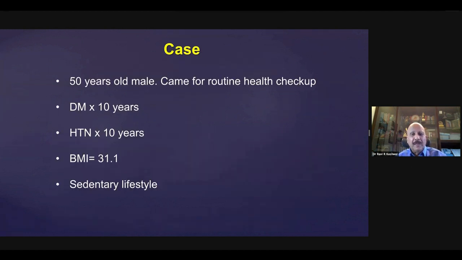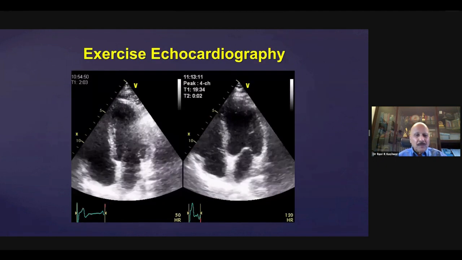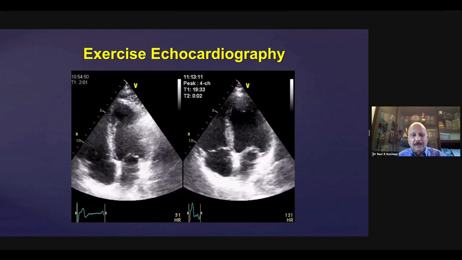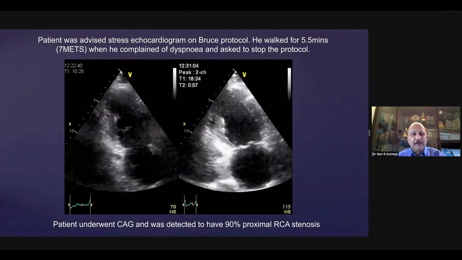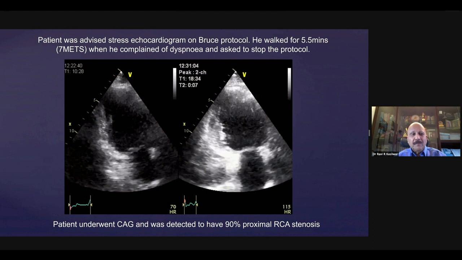So a 50 year old male came for a routine health checkup, diabetes, hypertension has been there. It's a classical story. A sedentary lifestyle person, BMI increased, and diabetic hypertensive. And as you see the exercise echocardiography, you already pick up some abnormalities. And these are, again, more so in the two-chamber position. And this patient could exercise only about 5.5 minutes. Then we had to stop because of wall motion abnormalities and also chest pain. And this patient underwent CAG and had 90% proximal RCA stenosis.